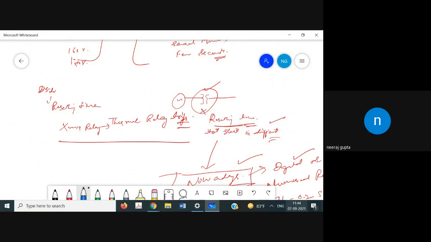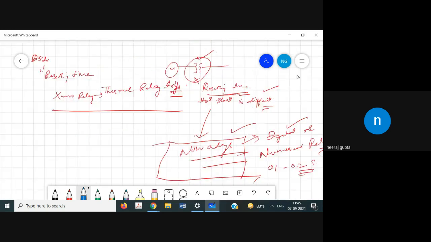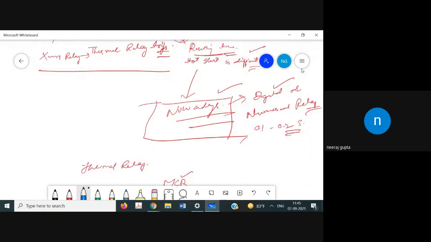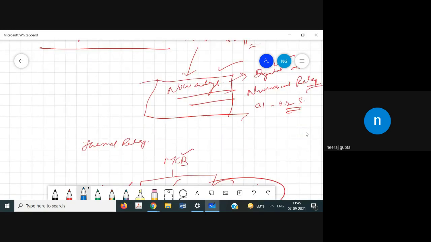दिस थर्मल रिले अगर हम यूज करते हैं तो थर्मल रिले में रीसेटिंग टाइम है. सपोज हमारा इक्विपमेंट है, कोई ट्रिप कर गया और एकदम से हमें स्टार्ट चाहिए, तो वो नहीं कर सकते. दैट इज द रीसेटिंग टाइम ऑफ दिस kind of relay is very large. So that's why nowadays we are using the thermal relay application in case of the digital or numerical relay.